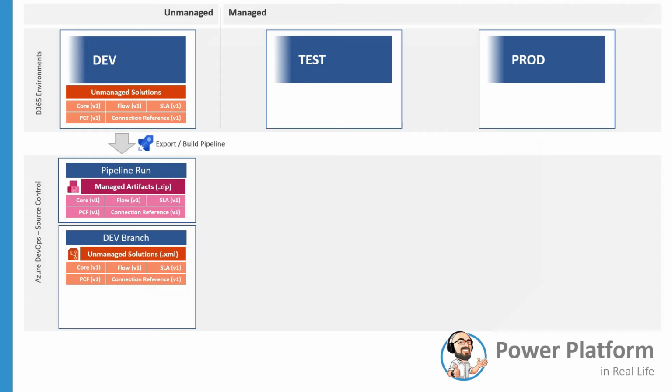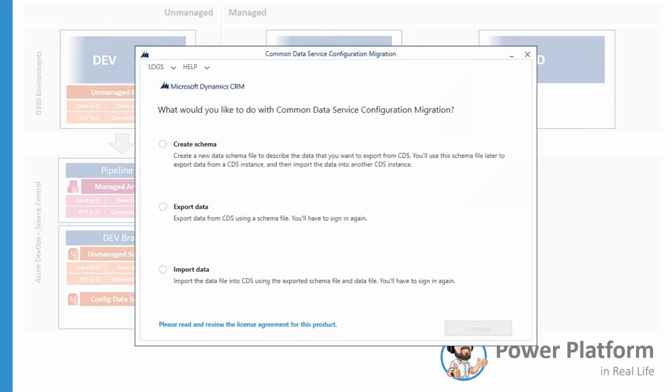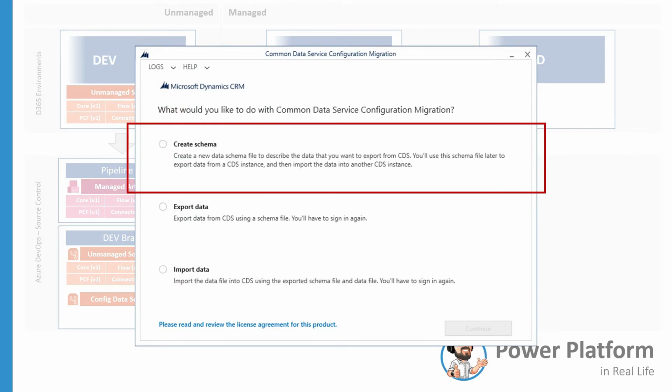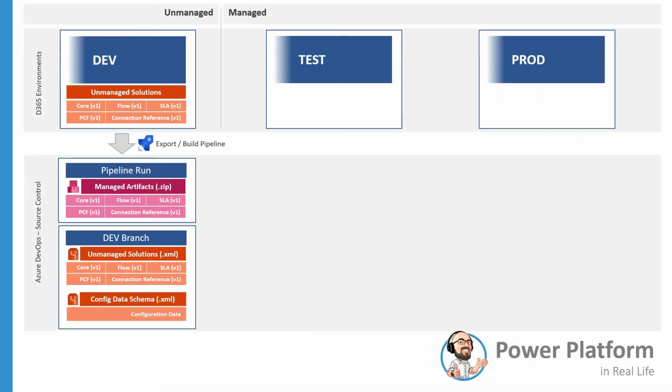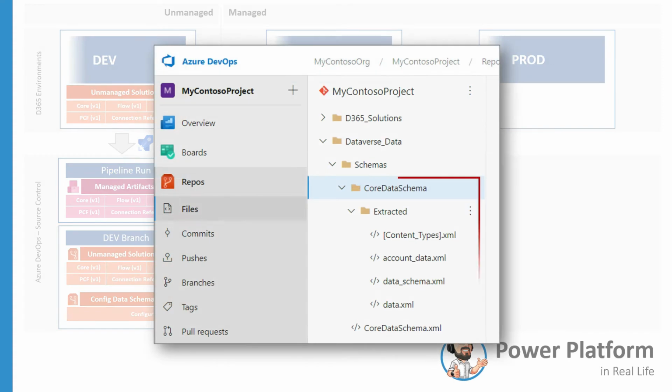The pipeline can also export data from your environment. In order to do that, we can create a schema file from the Configuration Migration Tool and store that in the repository. The pipeline run will use the schema file, export the data, and store the extracted data in the repository.